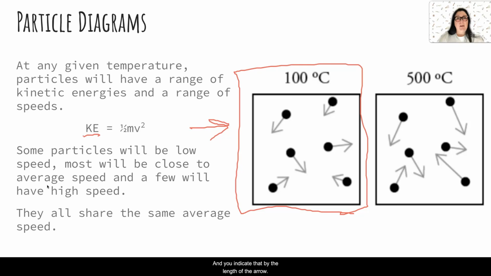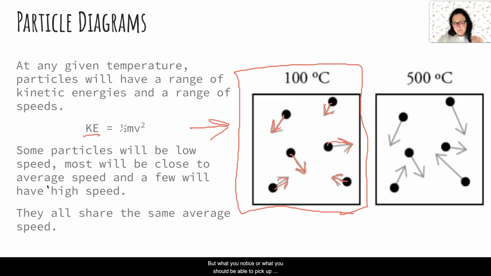And you indicate that by the length of the arrow. So this is like vectors in physics. You have these with the longer arrows, these guys are moving faster, and then you have some with a really short arrow, and these guys are moving more slowly. And so when you average them together, they have some kinetic energy. Whatever it is, the number doesn't matter.